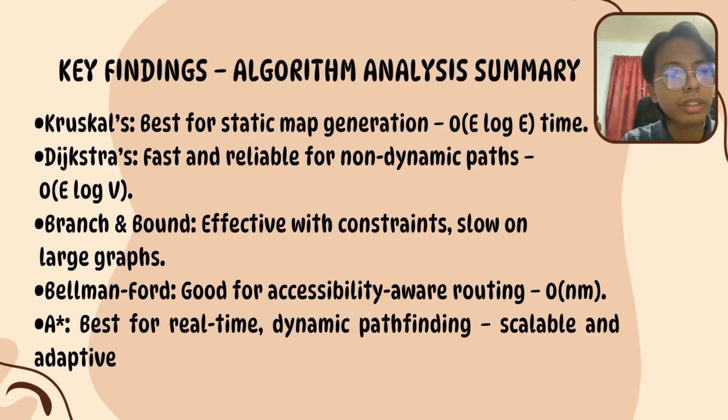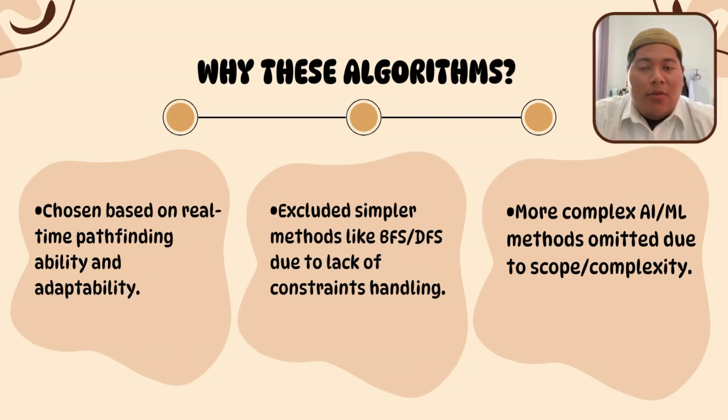And the last one is A-star algorithm. A-star algorithm is the only algorithm that has a heuristic search, where it adjusts the routes in real time around dynamic obstacles, making it very scalable and adaptive for our main campus. That's the 5 algorithms. Thank you very much. So we move on to the next one.